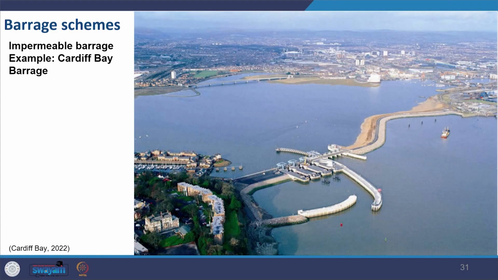The impact of this has been loss of marine habitats, loss of mud flats, and also impact on the marine coastal flora and fauna. In the picture you can see the Cardiff Bay Barrage here. You can see how the entire area is divided.